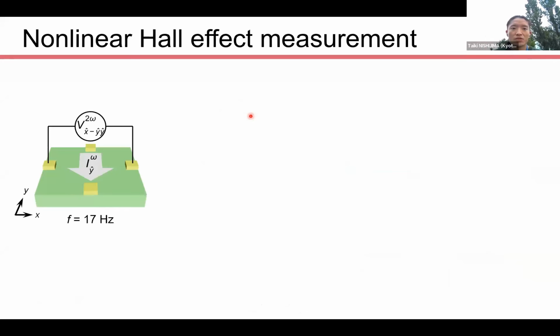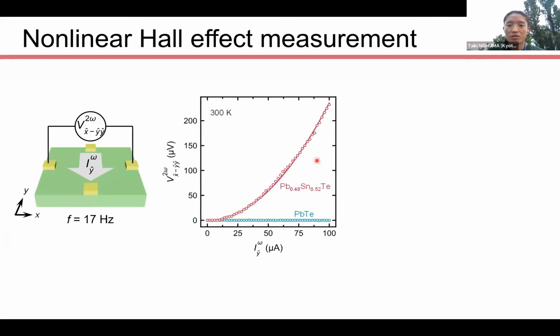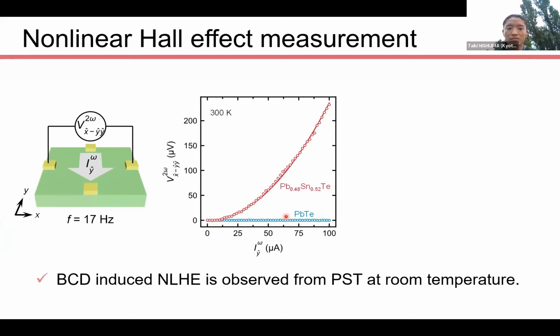And this is the experimental setup for the nonlinear Hall effect measurement. We applied AC current along the y-axis, and we detected the transverse second harmonic voltage along the x-axis. And this is the result. From lead tin telluride, we successfully observed the parabolic behavior, which is a typical characteristic of the nonlinear Hall effect. From the lead telluride material, which is not a topological crystalline insulator but a trivial usual semiconductor material, we didn't observe the nonlinear Hall effect. So because we observed the nonlinear Hall effect from lead tin telluride, we found a Berry curvature dipole in this material.